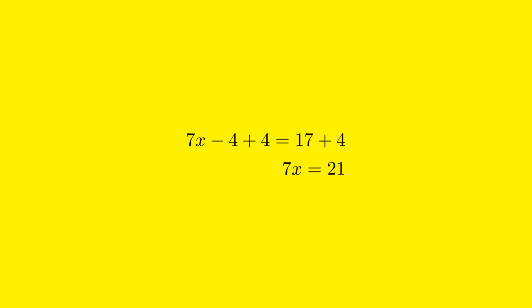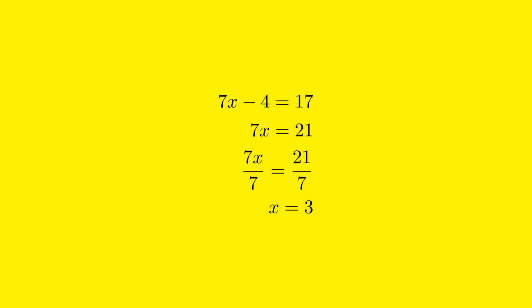So adding 4 to both sides, the equation changes as follows. 7 times x minus 4 plus 4 equals 17 plus 4. On the left side, the minus 4 and plus 4 cancel each other out, leaving us with just 7 times x. On the right side, 17 plus 4 equals 21. So after this step, the equation is simplified to 7 times x equals 21.